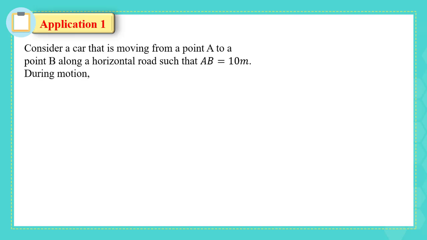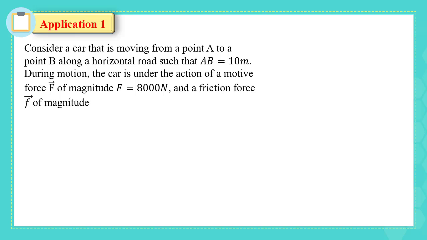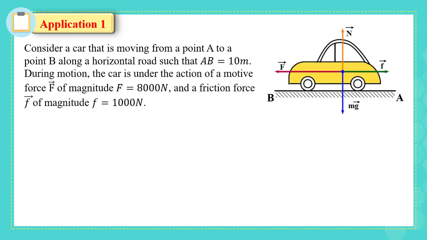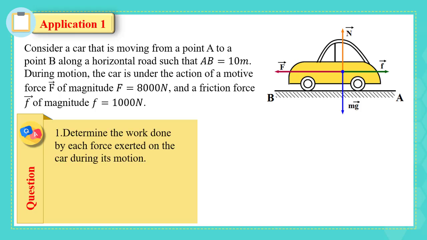We're going to start with solving an application about the video that we have taken last time. Consider a car that is moving from a point A to a point B along a horizontal road such that AB is 10 meters. During motion, the car is under the action of a motive force F, which is 8,000 newtons, and the friction force, small f, of magnitude 1,000 newtons. The first question: determine the work done by each force exerted on the car during its motion.